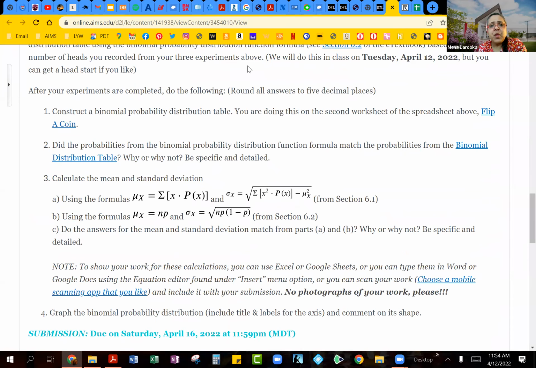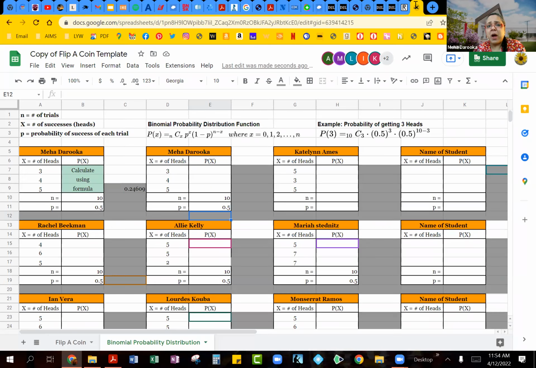So now what you have to do is calculate your probability. We know for each individual trial the probability is 0.5, but now we want to know what the probability will be of getting 3 heads, or 7 heads. That probability calculation is what you are doing based on this formula over here, and I've shown you an example. So if you're doing 3 as the number of heads, that's your X value.